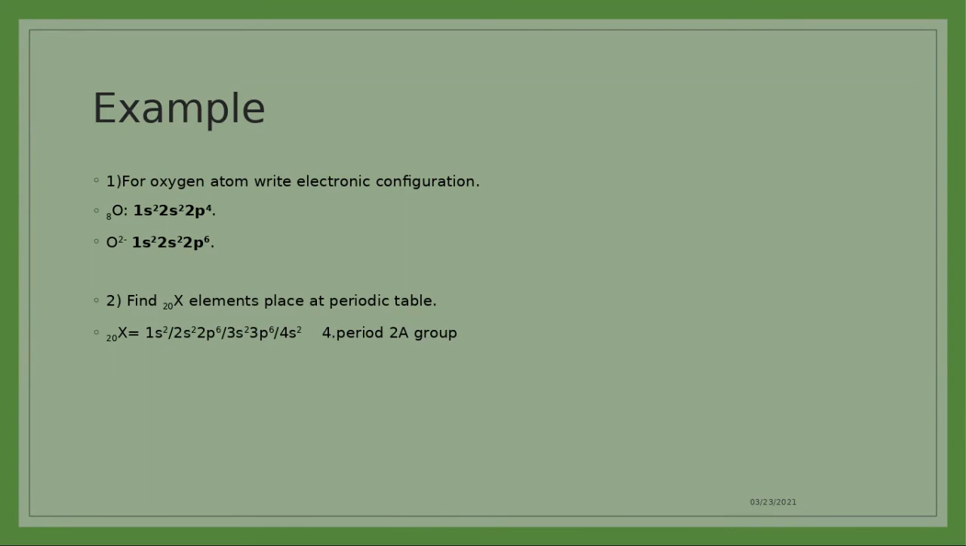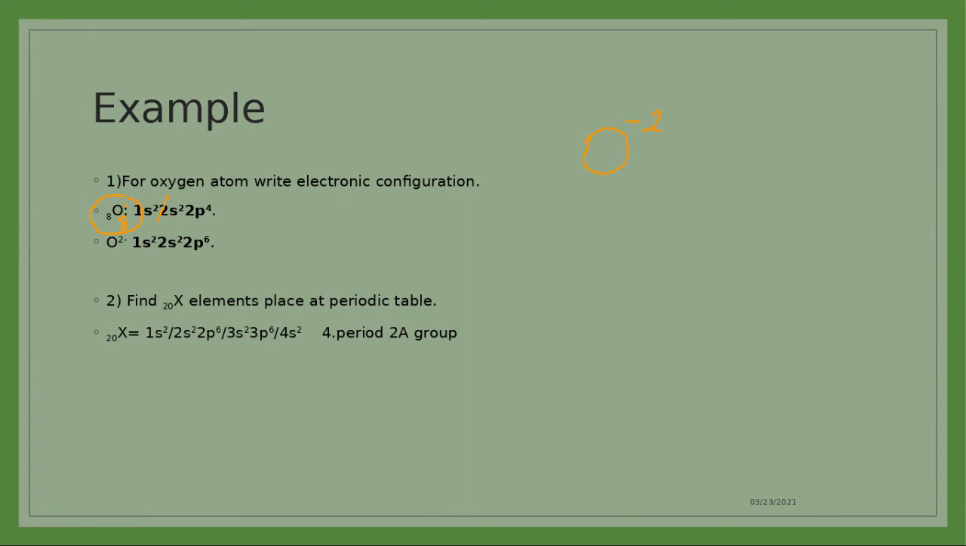Here the charge is 0, and that means the electron number equals the proton number, here 8. First of all, you have to find the electron number, and you write 1s2, this is the first shell, and 2s2, 2p4. This is for the oxygen element only. Okay, this is not the ion.